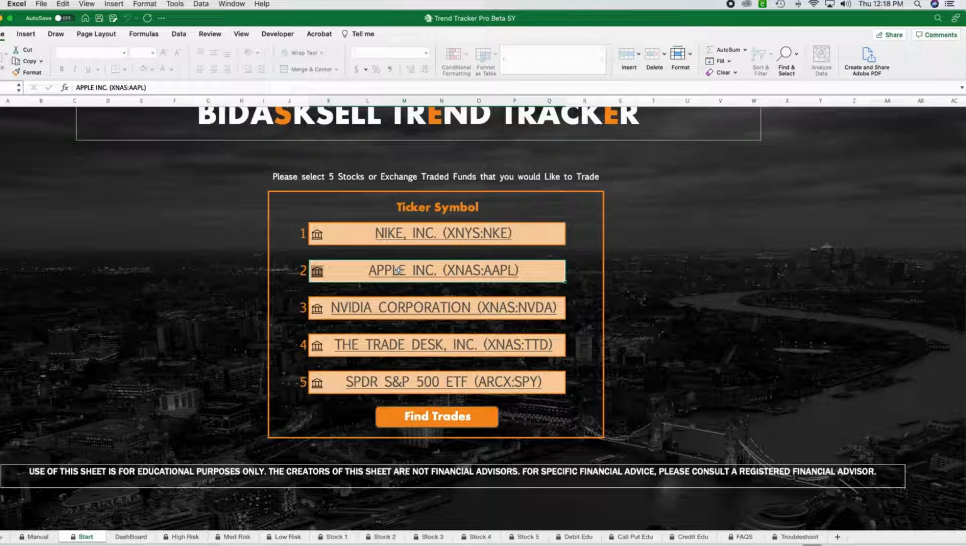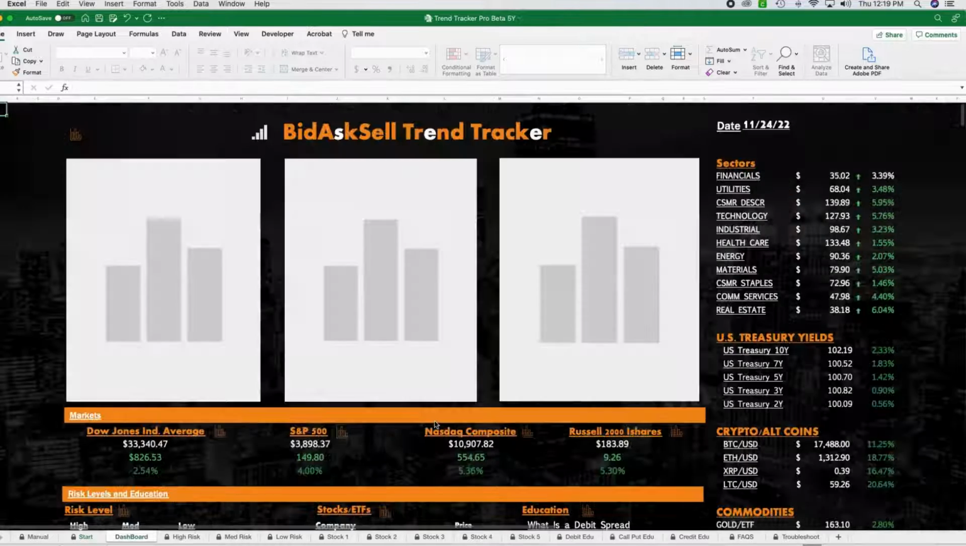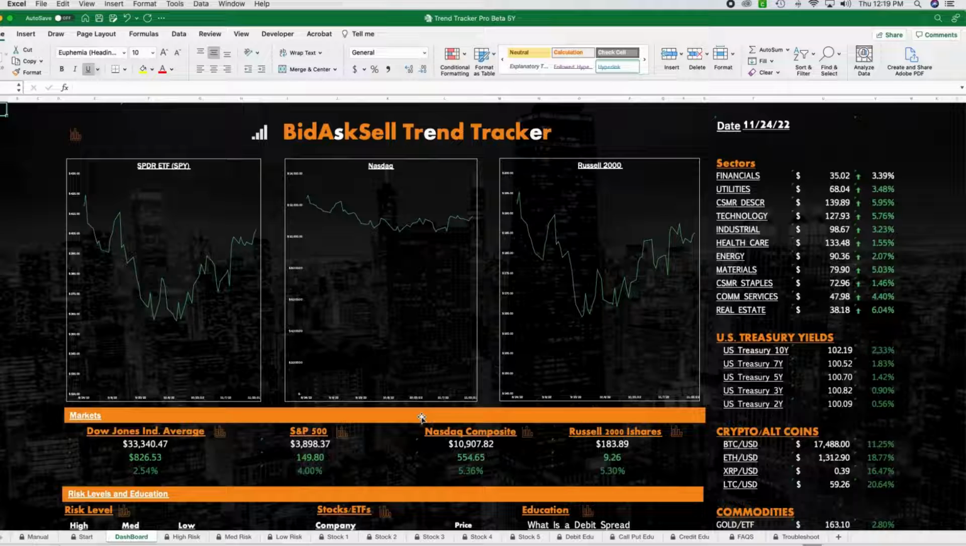So you'll notice that if I type in the name of the stock there, it'll take a few moments and then it recognizes it as Apple being the stock. From there, once I have the names of the 5 stocks that I want to follow entered, I'll simply click on the Find Trades button, and you will see that it will take us to our dashboard.